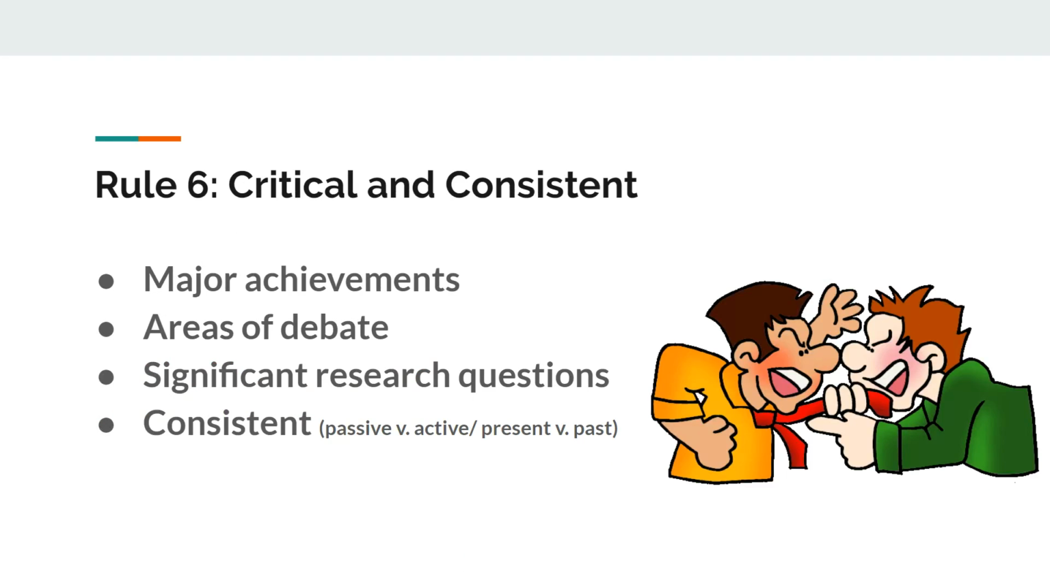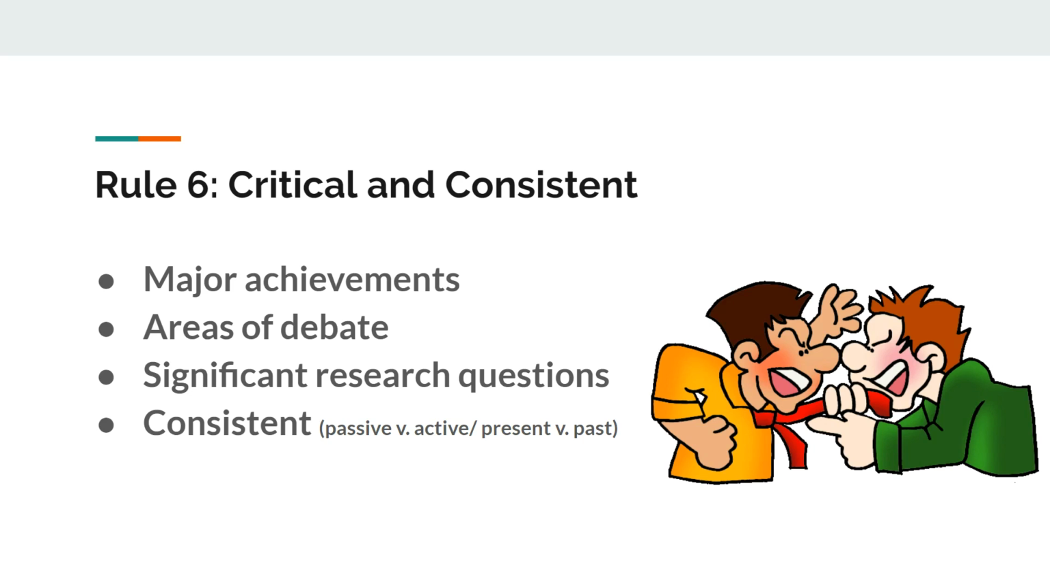Critical and consistent. So meaning that things you would put in this are major achievements in the field, so maybe a discovery, an experiment, something that's been a really big change for the topic you're discussing. Areas of debate, so something that's, I don't want to say controversial, but something that has not been clear, maybe debatable in the field. Significant research questions is another item, which is understanding what questions or areas of research are needed for the field.